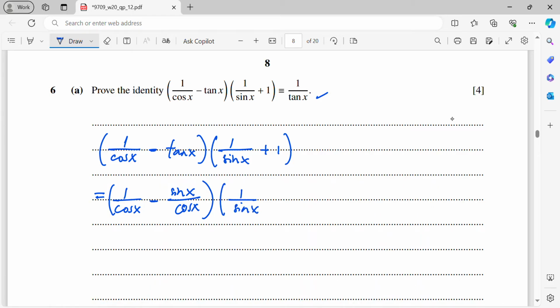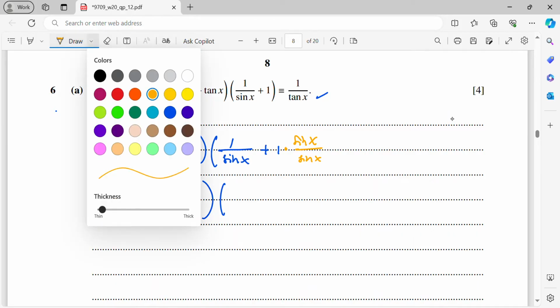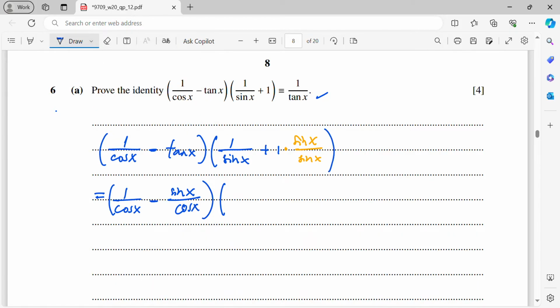Now for the right bracket, I will make it to the same denominator first. So for the 1, I will just times sine x over sine x there. Then here I will be getting over sine x because both are having the same denominators. So I just need to write down the numerator. So it will be 1 plus 1 times sine, which is sine.